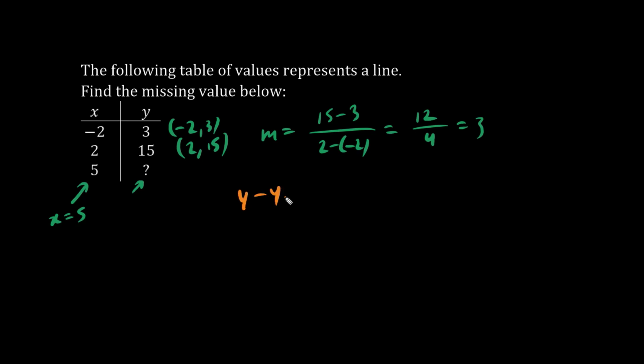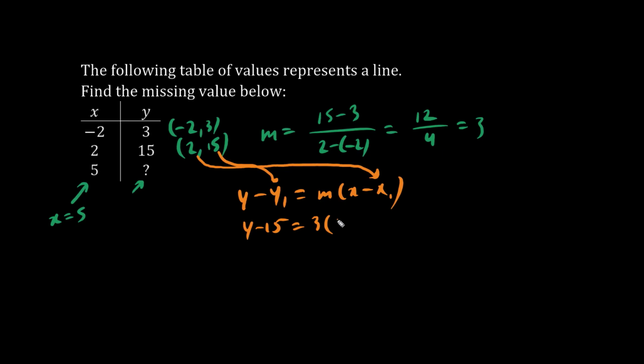Using the slope point form, we have y minus y1 equals m, x minus x1. We can plug in any point. Why don't we just plug in this 2 here, and this 15 here. Y minus 15 equals the slope 3, x minus 2. Using distribution, we have y minus 15 equals 3x minus 6. Thus, we have y equals 3x plus 9, since 15 minus 6 is 9.